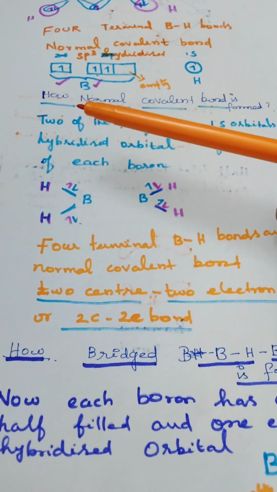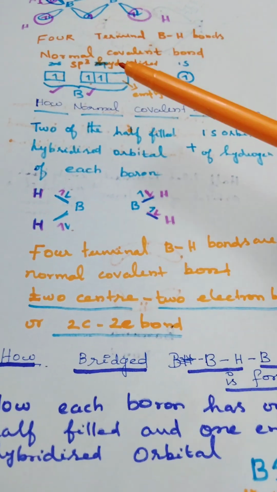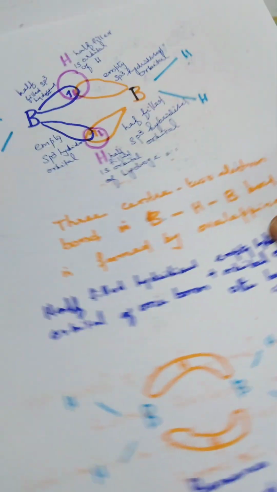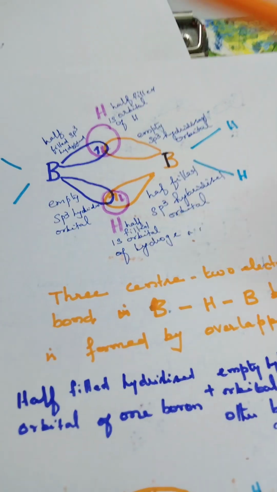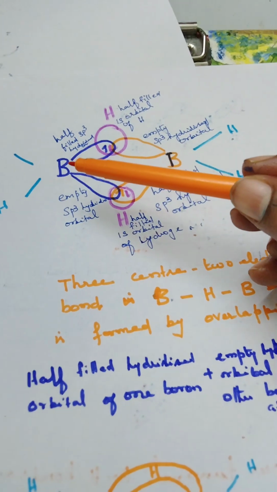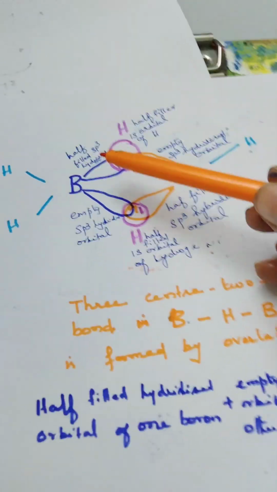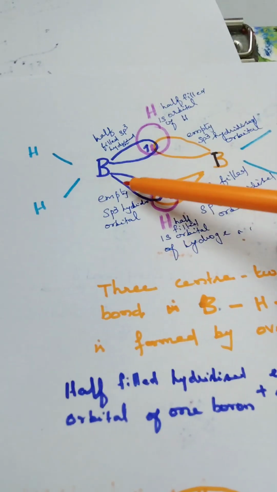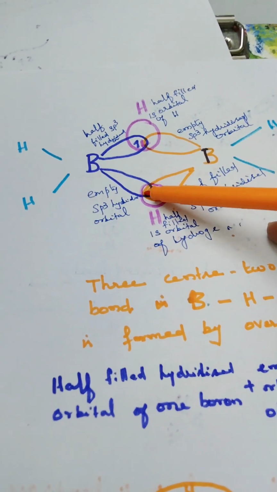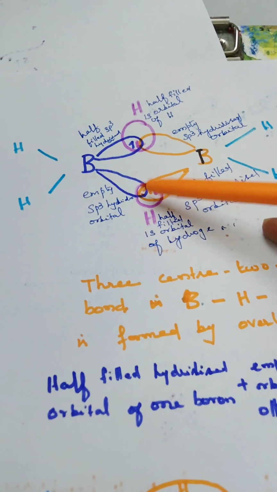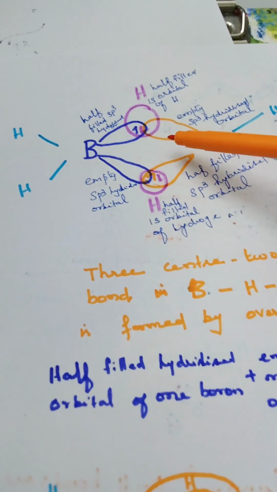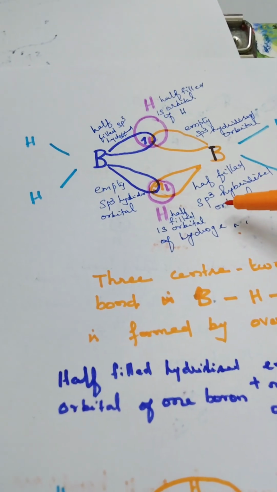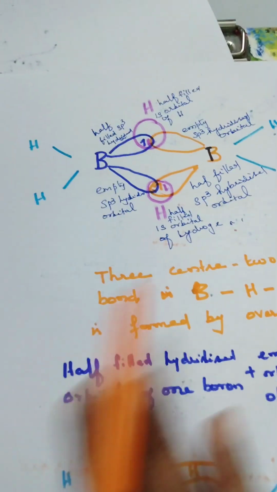What do they do? They combine to form a bridged BHB bond. In the formation of the bridged BH bond, this one is involved. See, this boron has one half-filled sp3 hybrid orbital and one empty sp3 hybrid orbital. Here there is no electron. This one is empty. This boron also has one empty sp3 hybrid orbital and one half-filled sp3 hybrid orbital. I hope you understand here.